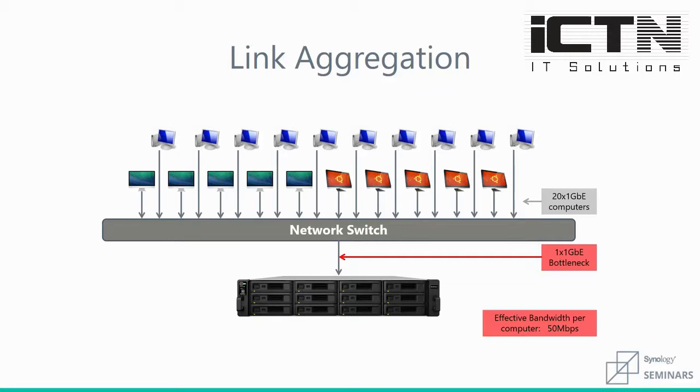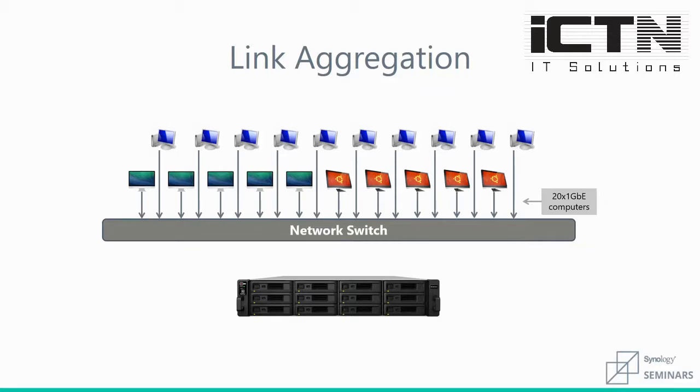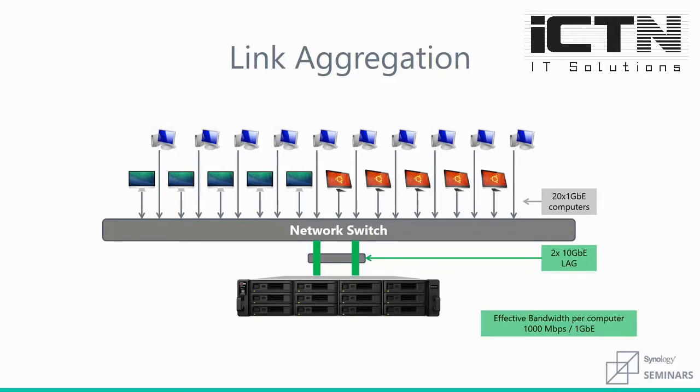But what if we implemented link aggregation? So we have the same 20 computers, each with that 1 gig link, and we still have the same network switch. But what if we implemented 10 gig as well as link aggregation? As you can see, we had two 10 gig ports and have link aggregated those together. And this gives each of the computers an effective bandwidth of about 1,000 megabits per second, or that full 1 gig that you're looking for. So as you can see, link aggregation can drastically increase the network throughput of your unit for very little overhead.